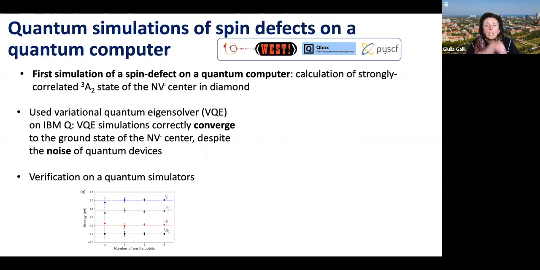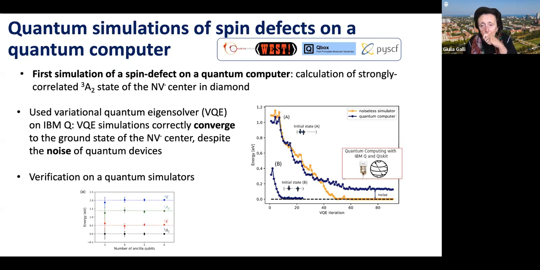Okay, so by doing that, we did the first simulation of a spin defect on a quantum computer. This is an NV minus in diamond. The picture down there is to tell you that the calculations on a quantum simulator, before going on quantum hardware, are correct, because they actually are the same as on a classical computer. And these are the simulations on a quantum computer.